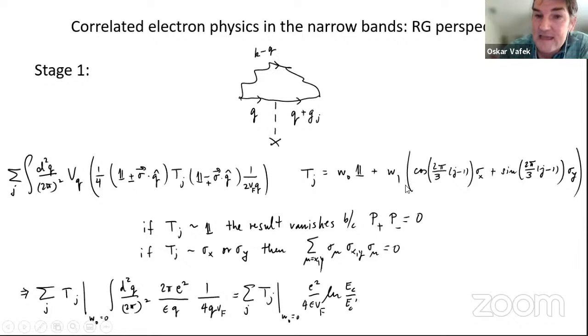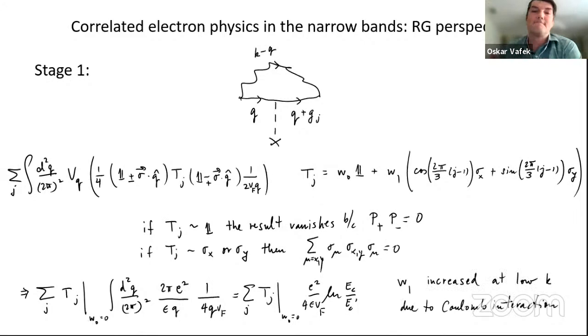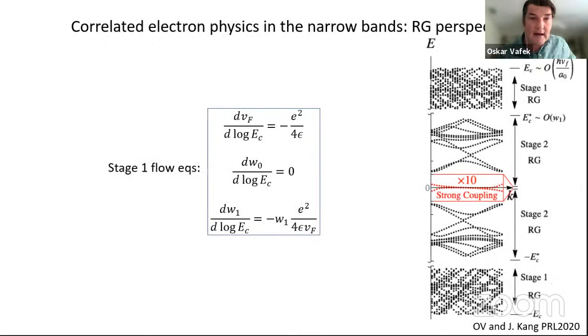So now we see that W1 also increases at low momenta due to the Coulomb interaction. And so now we can write our flow equations. The first one is just the famous flow equation from Gonzalez, Guinea, and Vozmediano to one loop. The second one tells us that the interlayer tunneling through the AA region does not renormalize. And the last one is just the renormalization of the interlayer tunneling through the AB region.